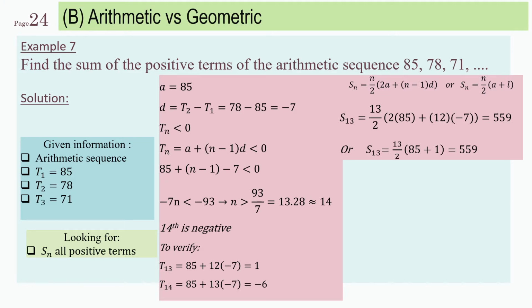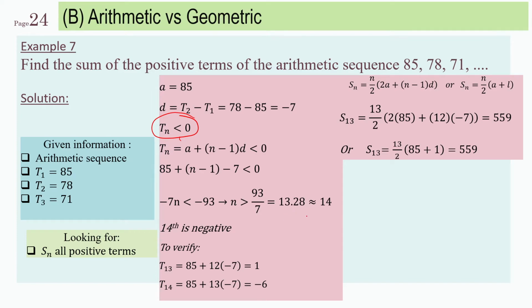Because we do not know what our last positive is, it is easier for us to look for the first negative. So I want to know my first negative, which is less than 0. My a is already provided, 85. What is my d? d is just 78 minus 85, which is minus 7. So I substitute into here, then I look for my n. Over here it is 93 over 7.